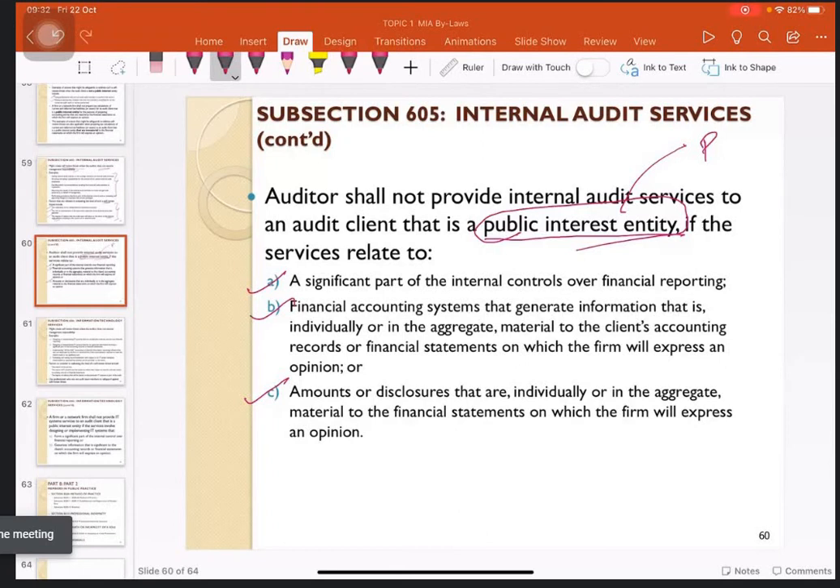Faham. Boleh ya. Okay, if the service relates to a significant part of the internal control over financial reporting, you are not supposed to design any internal control system kepada klien yang melibatkan accounts and finance department. Tetapi kalau nak buat untuk sales, untuk payroll, untuk inventory, tak ada masalah ya. Tetapi not for the accounts and finance department lah.